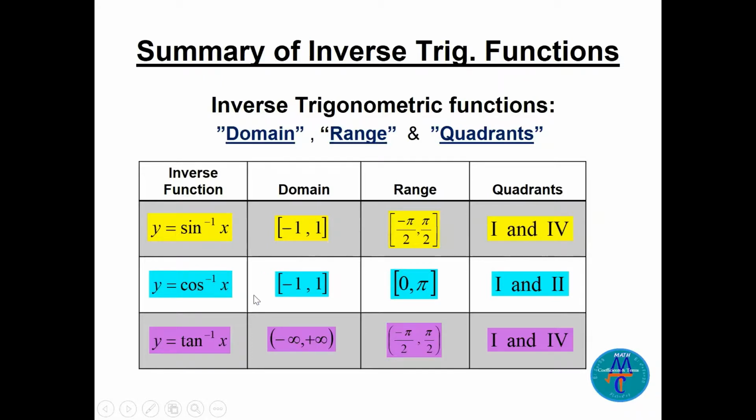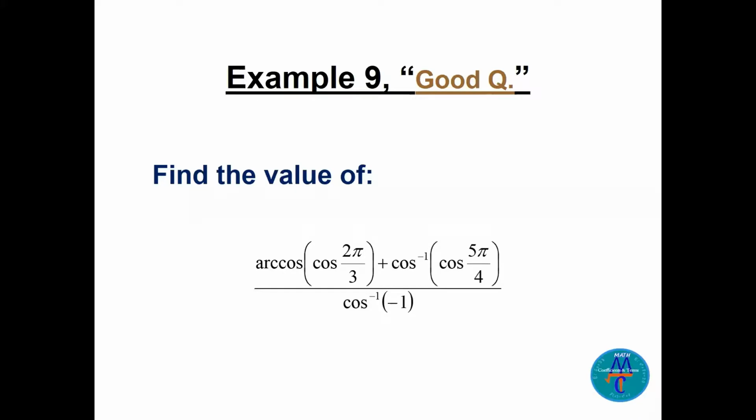Y equals cosine inverse of x. The domain will be minus 1 to 1, and the range 0 to pi. It is in quadrant 1 and 2. And tan inverse, the domain will be all real numbers, and the range minus pi over 2 open to pi over 2 open. Let's look at example number 9.